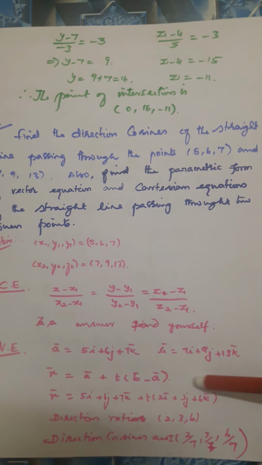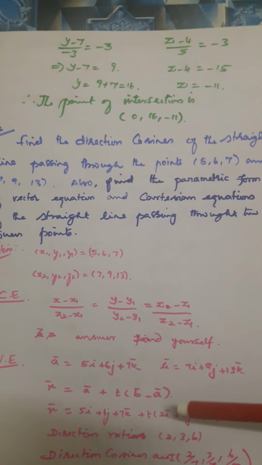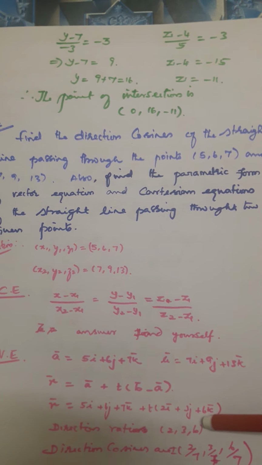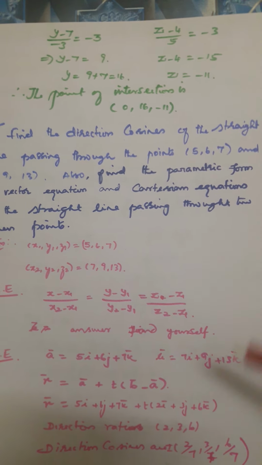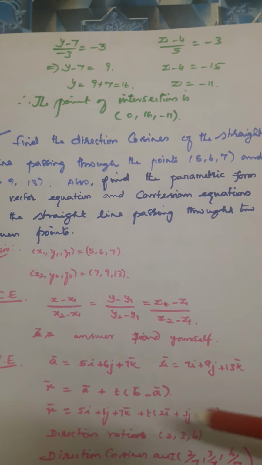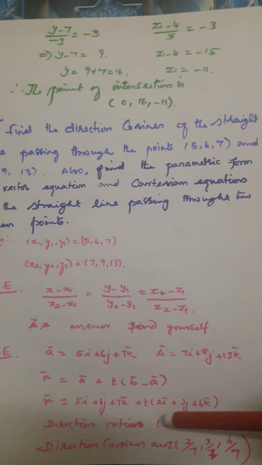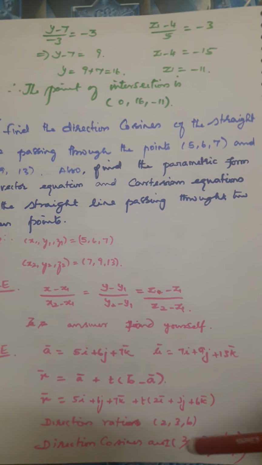So finding direction cosines, you should know what is direction ratio. That will be 2, 3, 6. And your modulus of this 2, 3, 6 will be root of 49. Root of 49 becomes 7. So the direction cosines are 2 by 7, 3 by 7, 6 by 7. That is your final answer.